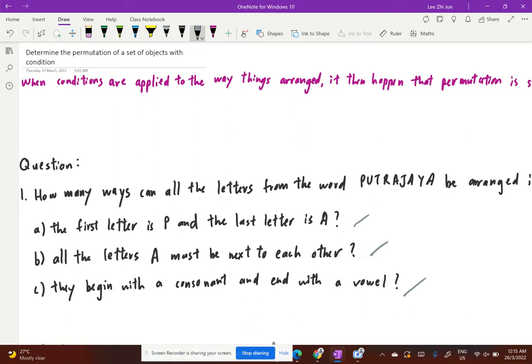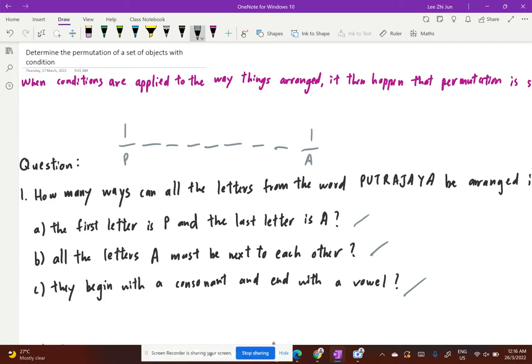So we look at A. The first letter is P and the last letter is A. There are nine columns. So the first letter is P, there's one P only, I put it here, so one. The last letter is A, so A must be here. You have one choice only.